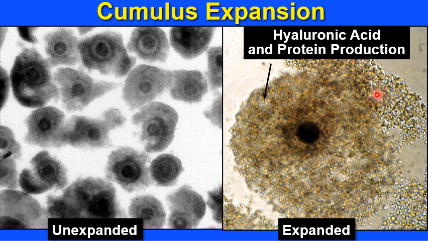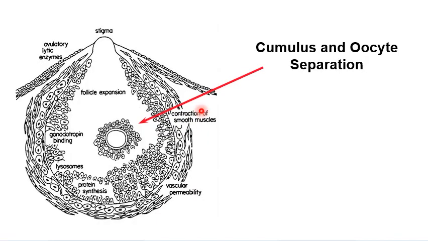These are the cumulus cells, and the one at the center is the oocyte. These cumulus cells will produce hyaluronic acid and some proteins, and they push apart from one another. This structure grows tremendously, with the oocyte remaining at the same size. The next phase includes the oocyte and the surrounding cumulus cells breaking free from the rest of the granulosa cells. It then floats free in the follicular fluid of the antral follicle.